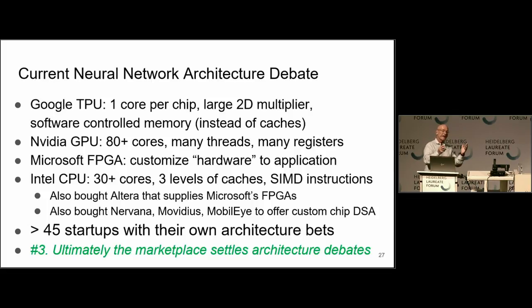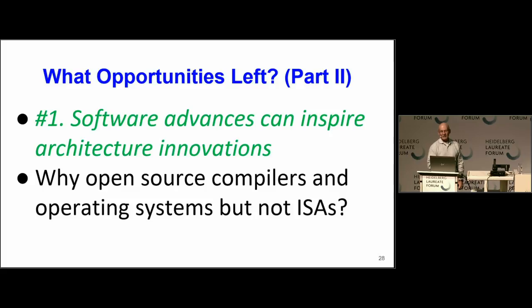And so what's going to happen? I don't know who's going to win, but I can tell you who's going to determine it. It's going to be the marketplace. We're going to spend billions of dollars, put these things out there, and people are going to decide which one's the most effective. Okay, and then I'll go through one more opportunity here that's again inspired by software. So open source. Why is there open source hardware, open source software, but no open source architectures?